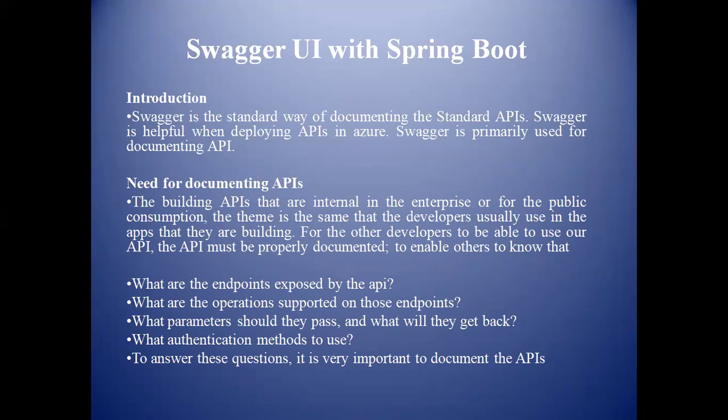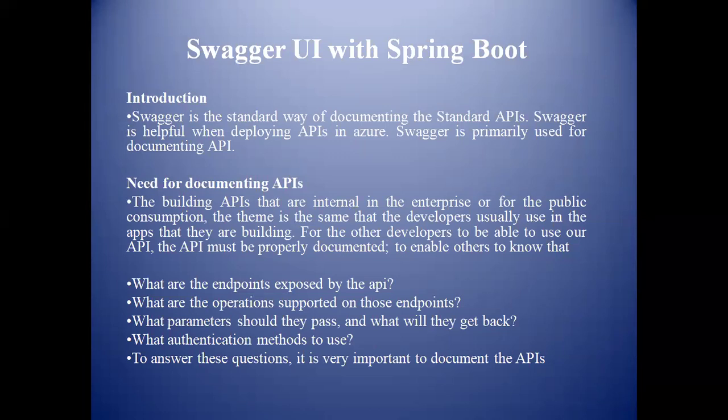So, what is the need for documenting API? When building an API, whether internal in an enterprise or for public consumption, the team or developers usually use the app they are building. For other developers to be able to use the API, it must be properly documented, so that others should know the following.